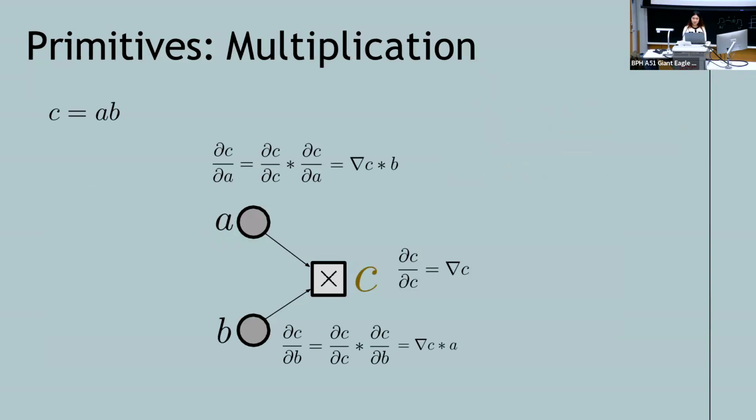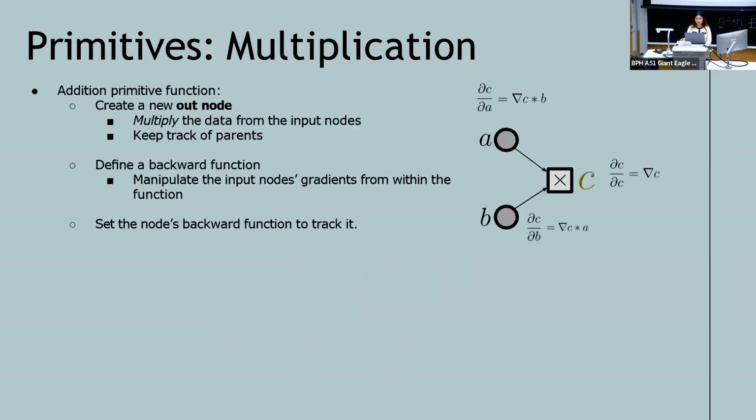And now let's move on to multiplication. For multiplication here, for example, C equals A multiplied by B, we know that when we want to compute C's gradient with regard to A, we'll use the chain rule again. So it's the gradient with regard to C multiplied by C's gradient with regard to A. So it will be C's gradient multiplied by B, and that is the same thing for B. It will be C's gradient multiplied by A.